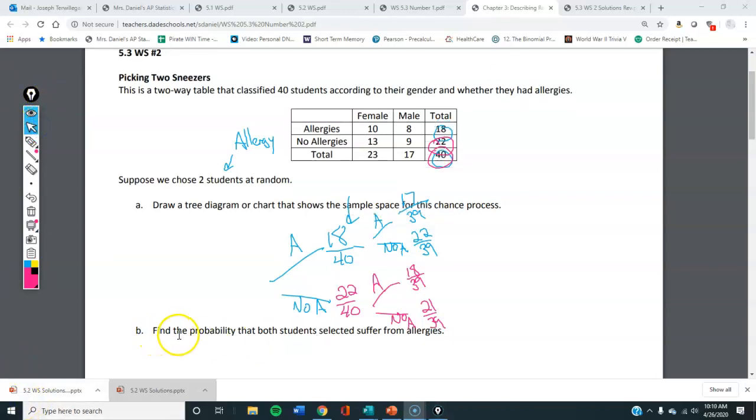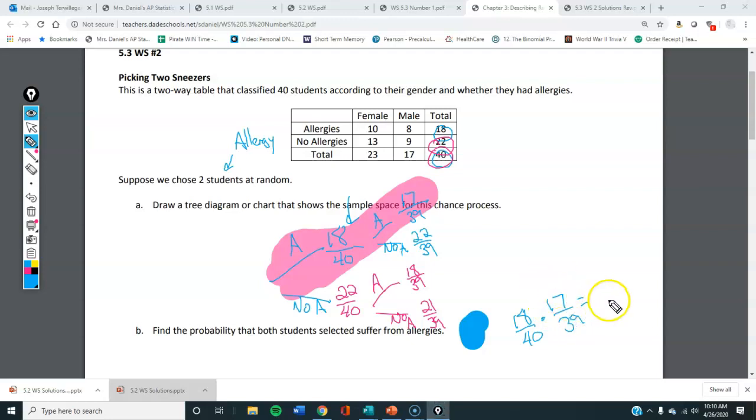Now, find the probability both students selected suffer from allergies. So what I'm going to do, here's allergies and allergies. This is the only one that's AA. You're going to multiply across. And when I multiply those across, I get 0.19615.